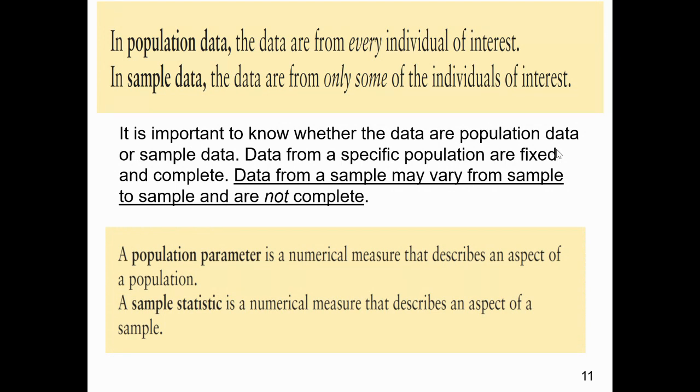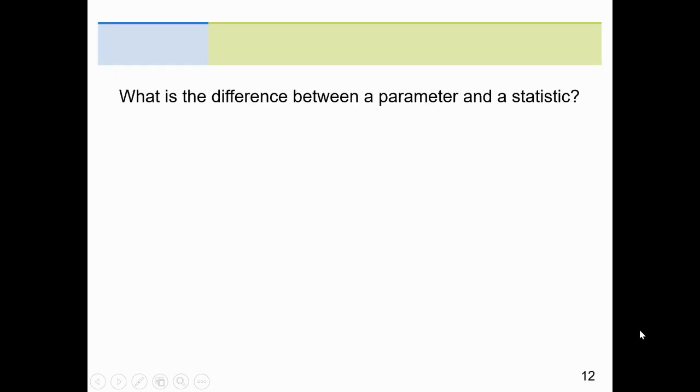Right? Population parameter. Notice how the P's match up: population and parameter. A population parameter is a numerical measure that describes every aspect of a population. A sample statistic is a numerical measure that describes some aspect of a sample. Notice the S in statistic and the S in sample, the P in parameter and the P in population. We all have little tricks for how we remember things, little things that help us.